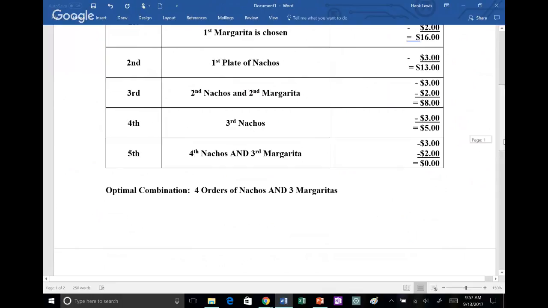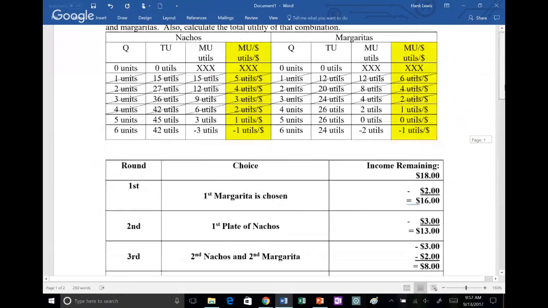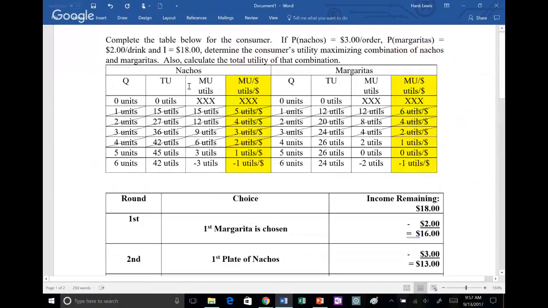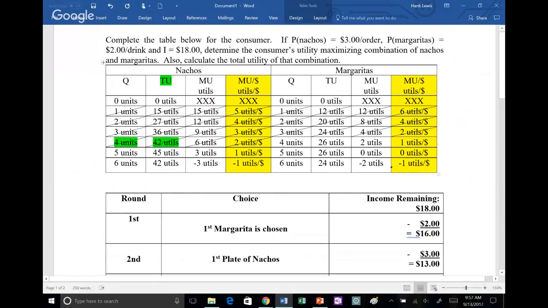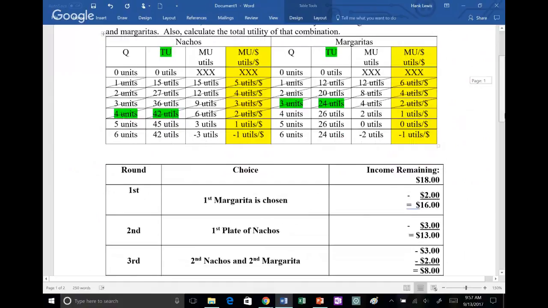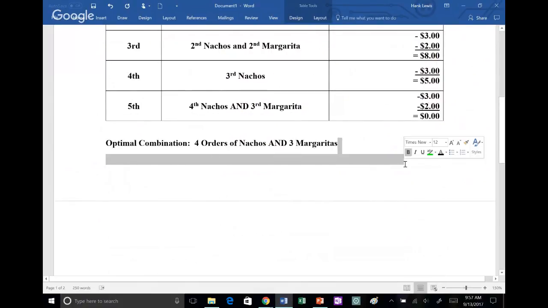Now, the last thing we have to do is calculate the total utility for that combination. And for that, we got to go over to this TU column, y'all. Class, we don't use MU to calculate total utility. We already know, I repeat, we already know here that they bought 4 plates of nachos, and the total utility from all 4 combined is 42 utils. For the margaritas, we know they bought 3 margaritas, and the total utility for the 3 margaritas here is 24 utils.